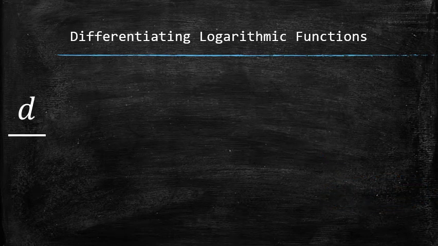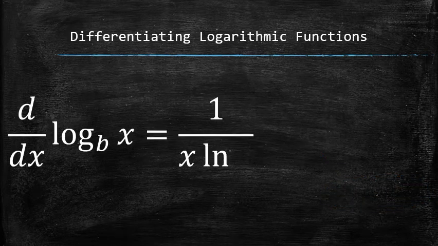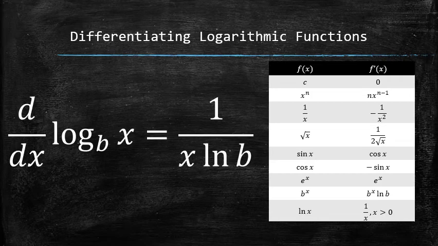So the derivative of a logarithmic function with base b is the reciprocal function divided by the coefficient equal to the natural logarithm of b. We now add this back to the table of derivatives.